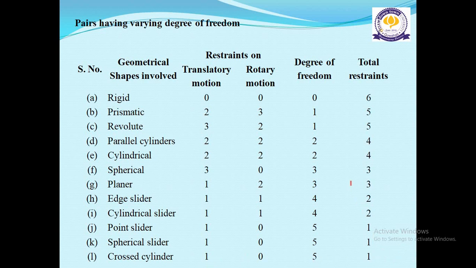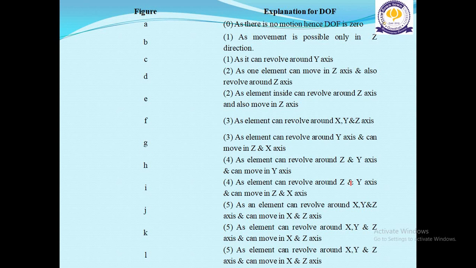Here is the explanation of how the degree of freedom has occurred. For figure A, the rigid figure, the degree of freedom was 0. Why 0? As there is no motion, hence the degree of freedom is 0. For B, the degree of freedom is 1, as movement is possible only in the Z direction.